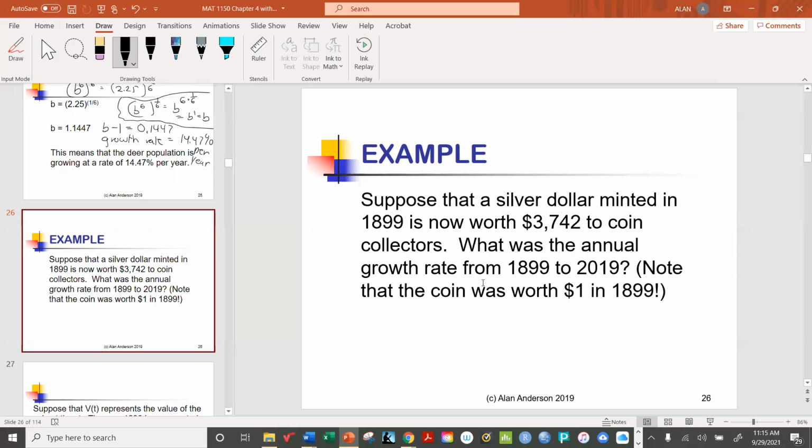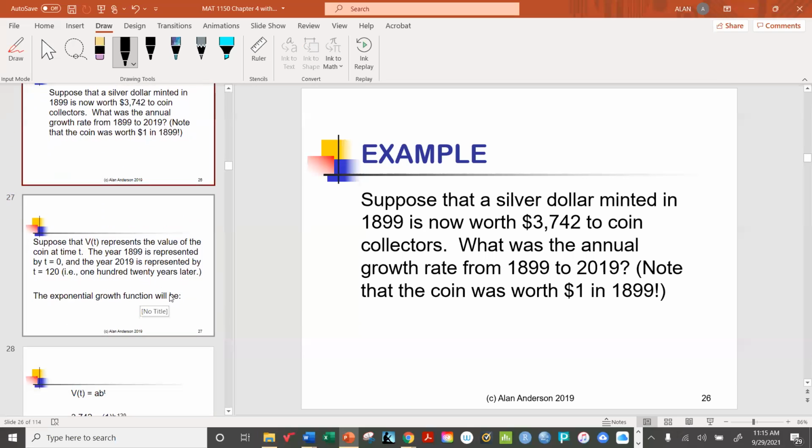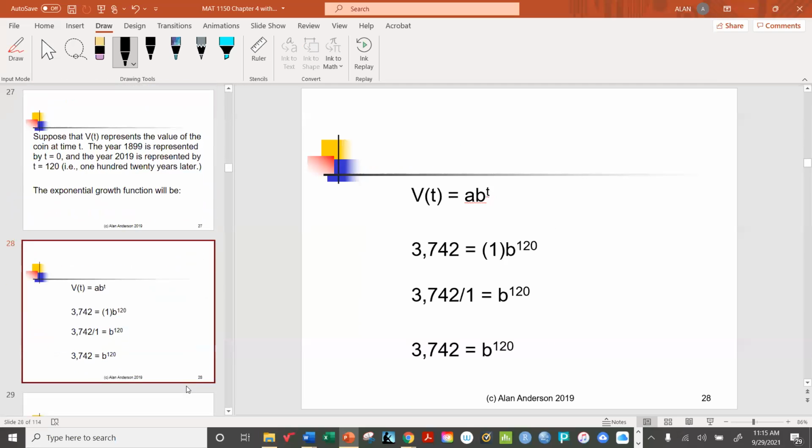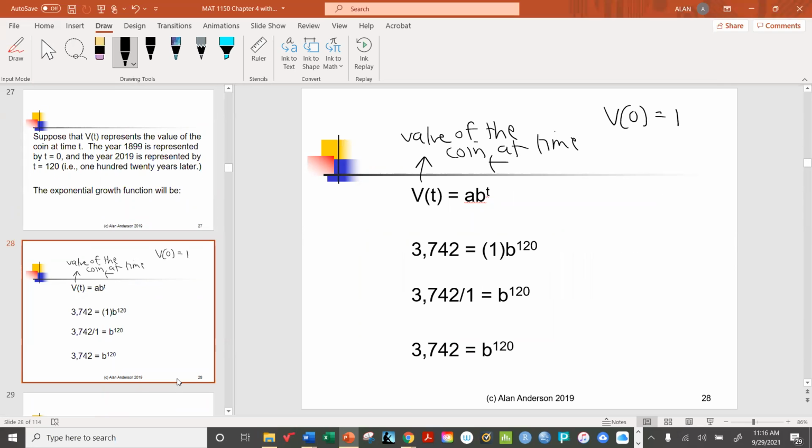So we know how many years are involved. We know the initial value and we know the final value. We can use that information to solve for the growth rate, b minus 1. Now we're going to use a slightly different notation this time. V of t equals ab to the t. V is the value of the coin at time t. Now, of course, V of 0 is 1. This is a. a is just V of 0.